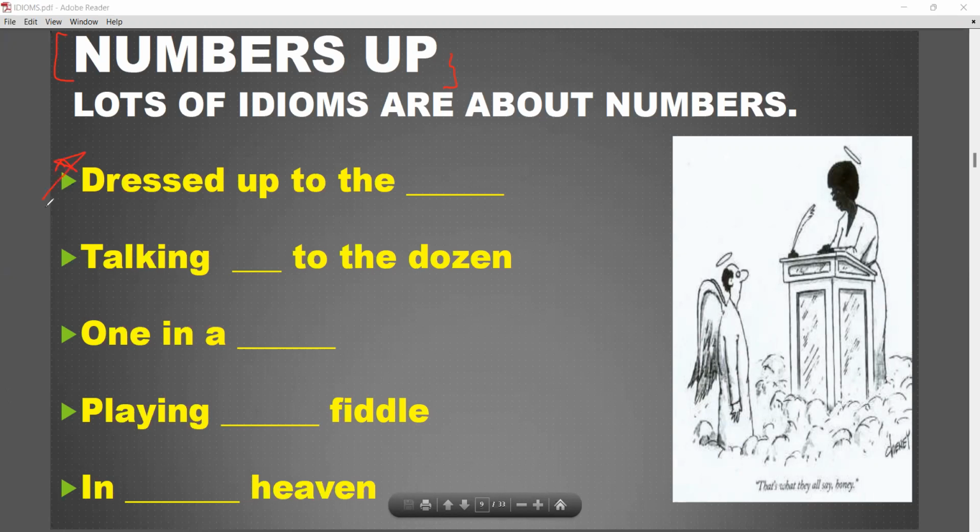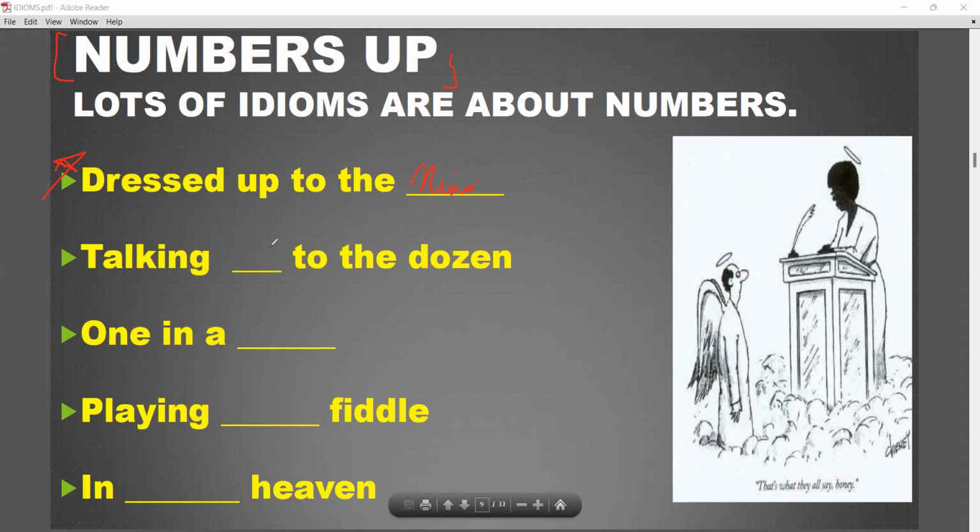Now, dressed up to, can you fill it in? Dressed up to the nines. What is dressed up to the nines? That means that you are wearing very smart, elegant clothes. You are dressed properly. For example, she goes out dressed up to the nines and comes home after midnight. So she dresses very smartly, she wears elegant clothes.